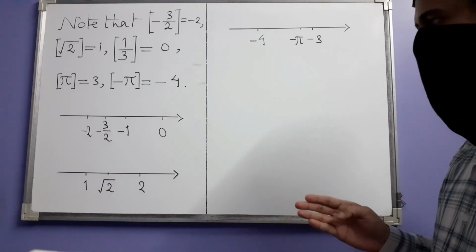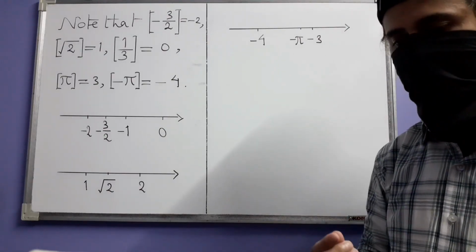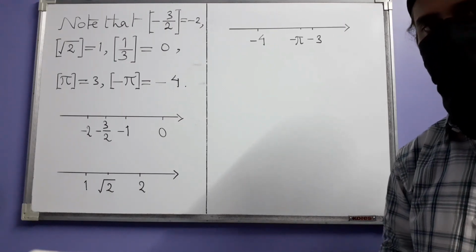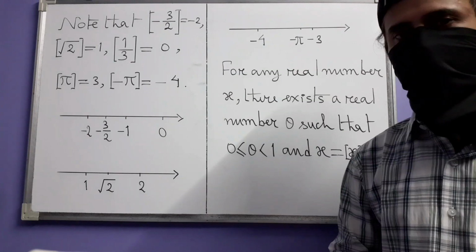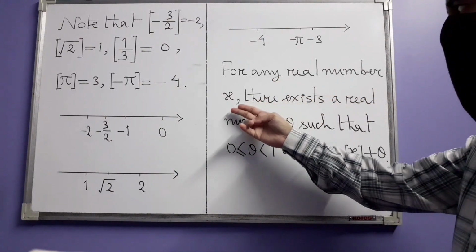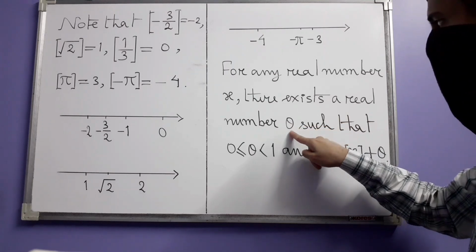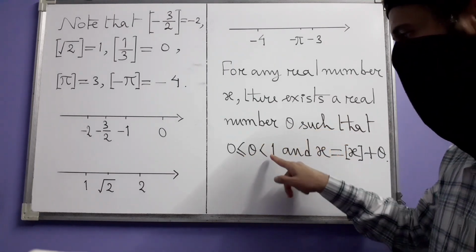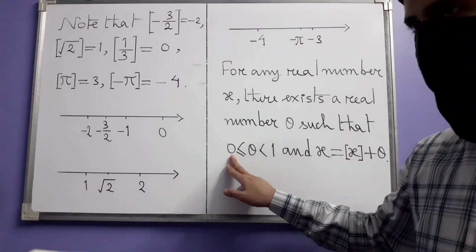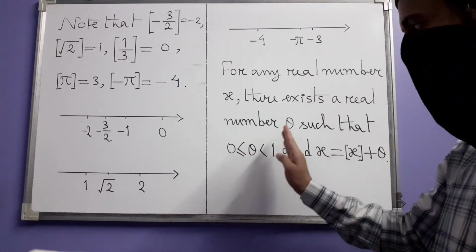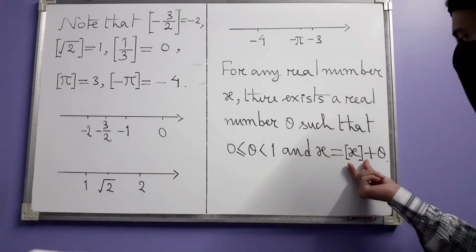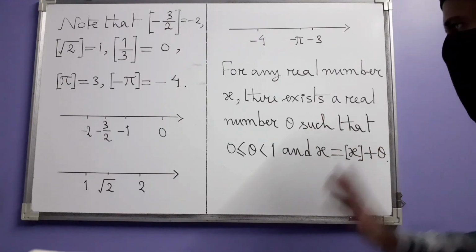And now next we see some easy observations that we can make immediately from the definition of the greatest integer function itself. The first observation is this: for any real number x, there exists a real number theta between 0 and 1 in this manner, that is, theta is greater than or equal to 0 and strictly less than 1, such that x equals its greatest integer value plus theta.